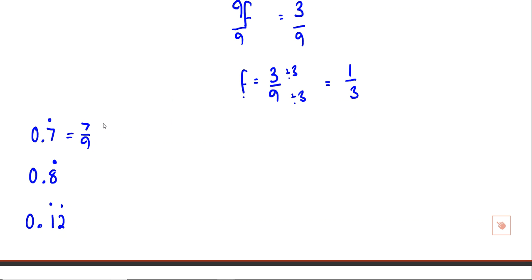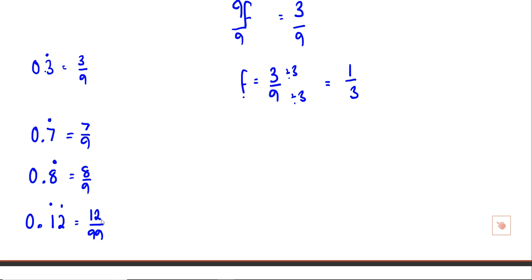7 ninths. So you notice that 0.3 recurring was initially 3 ninths before we simplified it. 0.7 is 7 ninths. 0.8 is 8 ninths. And 0.12 is 12 ninths. This one is actually 12 over 99, which does simplify, okay? But what I'm trying to get to is actually there is a kind of simple way to do it.